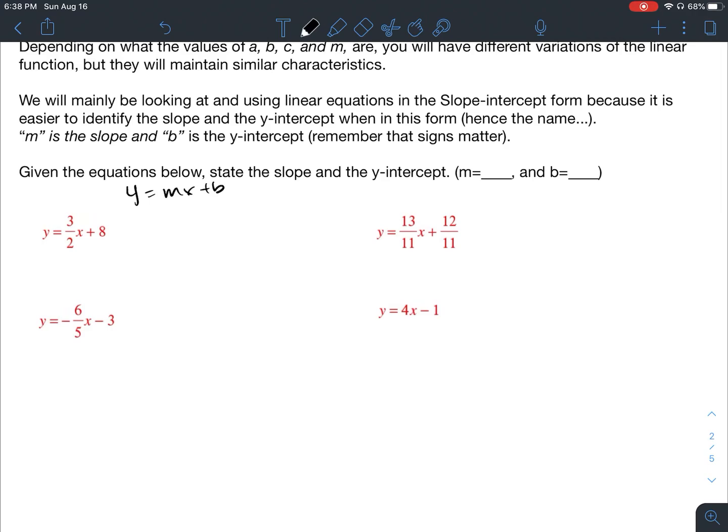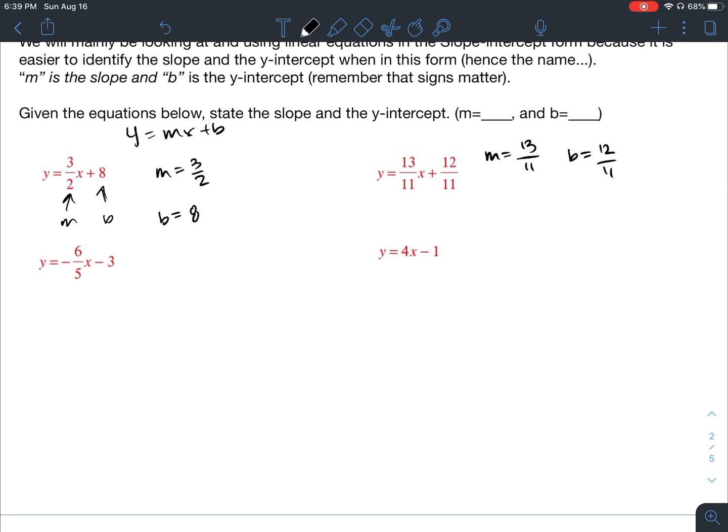Well, this looks awfully familiar, right? So this would be our m value, and this would be our b value. So m is equal to 3 over 2, b is equal to 8. And this one, m is equal to 13 over 11, b is equal to 12 over 11.